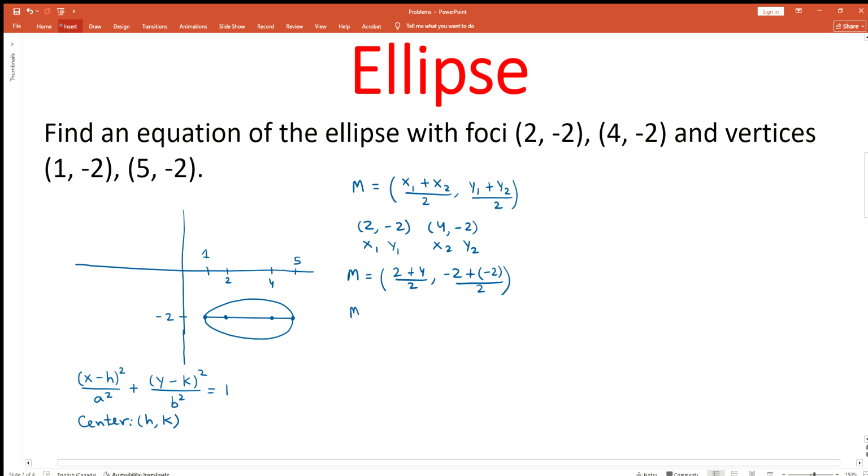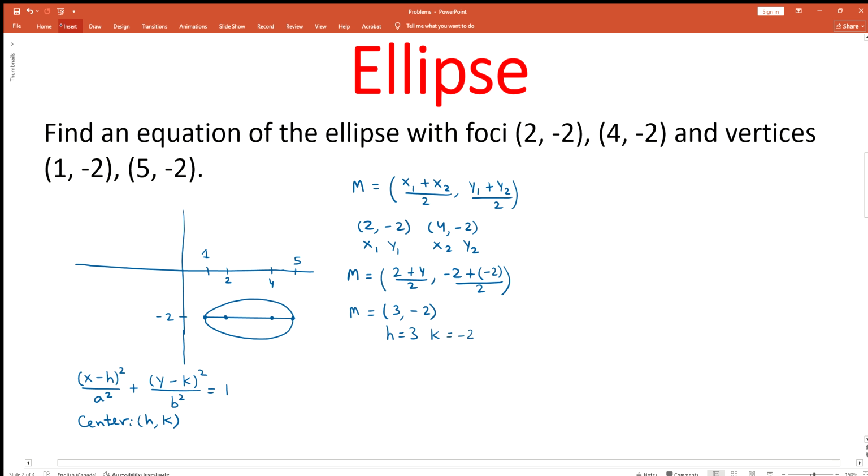2 plus 4 is equal to 6. 6 divided by 2 is 3. -2 plus -2 is equal to -4. -4 divided by 2 is equal to -2. This is the midpoint of the line segment joining the given foci. This is the center of the ellipse. Therefore, h is equal to 3 and k is equal to -2.